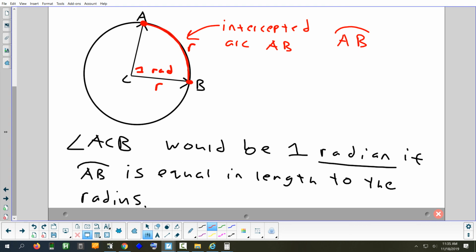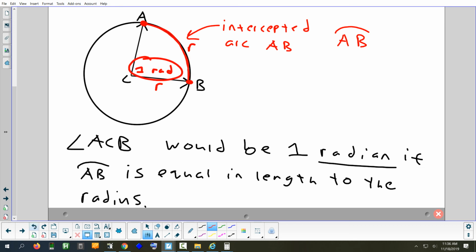What would happen if arc AB was smaller than the radius? What do you think that would mean about this angle? It would be less than 1 radian. That might look something like this. That arc is very small compared to the radius. That's an angle smaller than 1 radian.